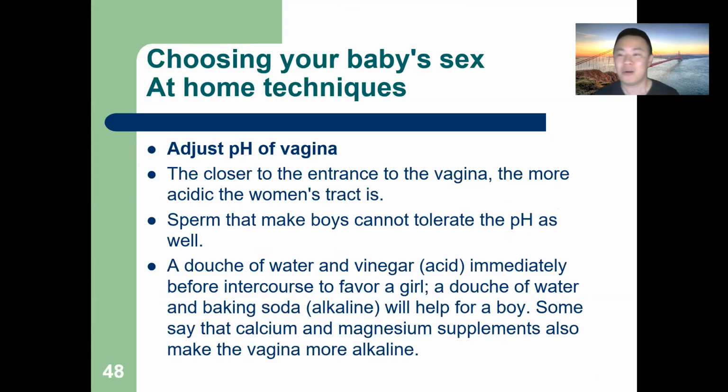Moving on. There's also another method that says to adjust the pH of the vaginal canal. The closer to the entrance of the vagina, the more acidic the woman's tract is. And that makes sense because closer to the entrance would be closer to the outside world, where there's a lot of bacteria, microbes, pathogens, a lot of other stuff out there.